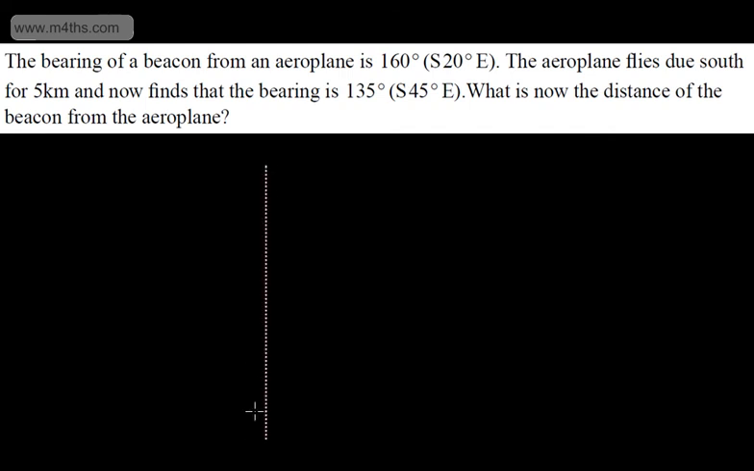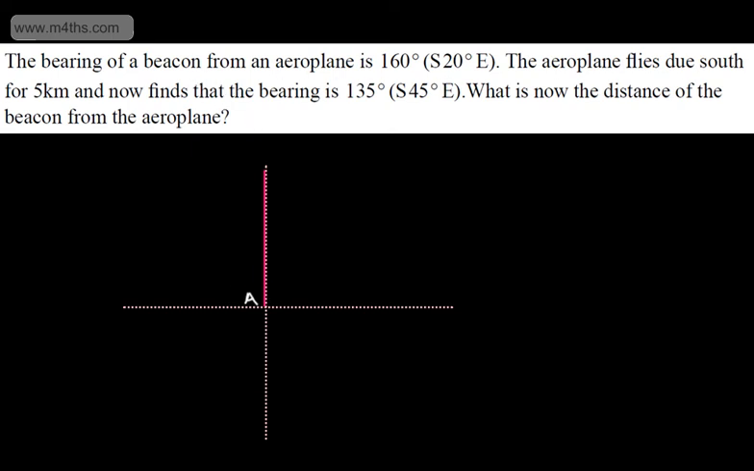I always like to draw these on a grid. You certainly don't have to, but I think it could help. So if I put my north line just here, initially what we're going to have is the beacon, and then we're going to have the aeroplane. The aeroplane is going to be at the origin. So this is one way that we could do it. So the aeroplane is at the origin, and the beacon now is on a bearing of 160.